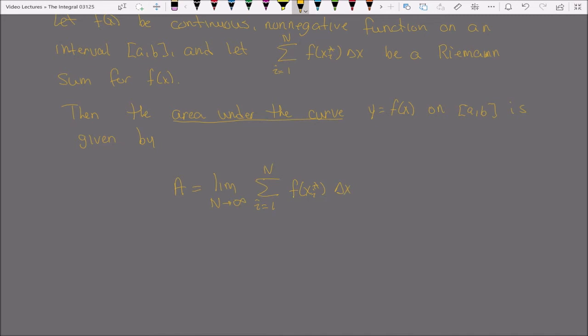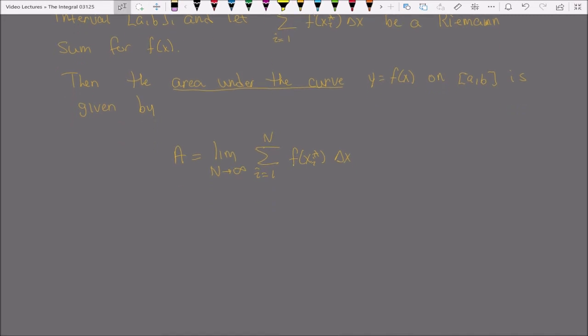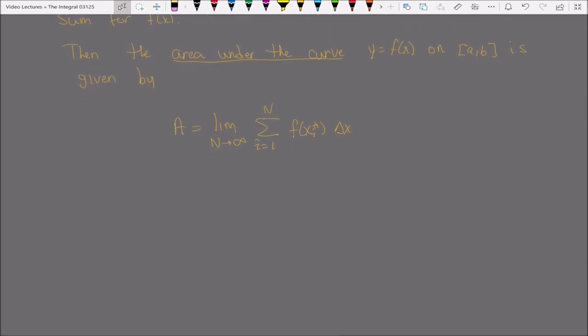Now there is a useful property, which is a direct consequence of this definition, and that is specifically that the limit as n goes to infinity of the right endpoint approximation equals the limit as n approaches infinity of the midpoint approximation, which equals the limit as n approaches infinity of the left endpoint approximation. Right, so it doesn't matter which Riemann sum we use. When we take its limit, we'll get the same value.